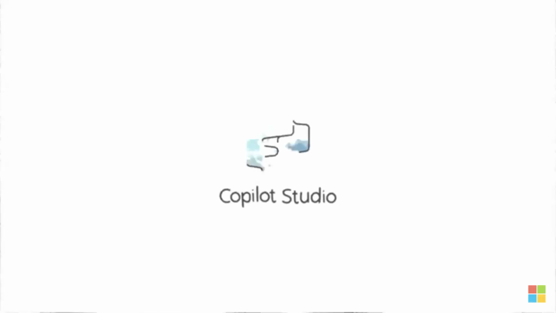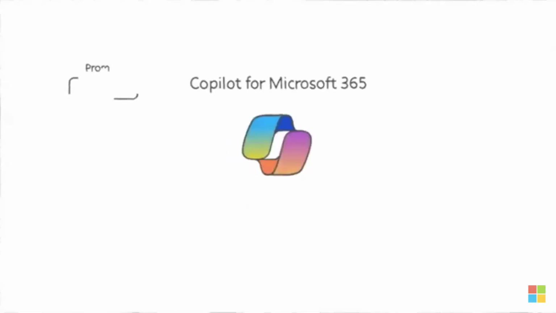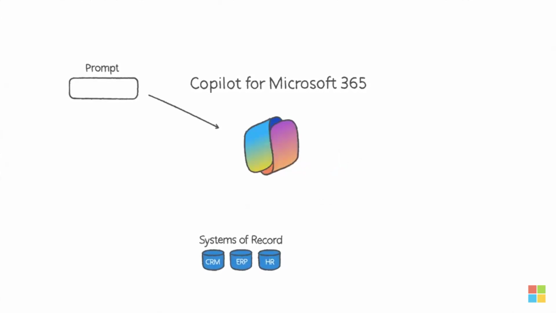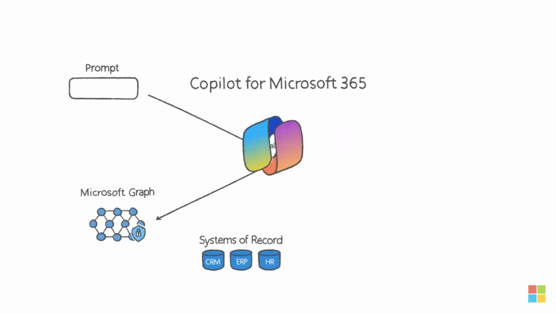Introducing Copilot Studio, the low-code tool that allows you to create plugins and GPTs using connectors and sophisticated logic. It starts with a prompt in Copilot. The orchestration layer looks for metadata triggers. For example, it can look for questions that would best be answered by your CRM system or your HR system. It then sends a query out to both the Microsoft Graph and the right system of record.